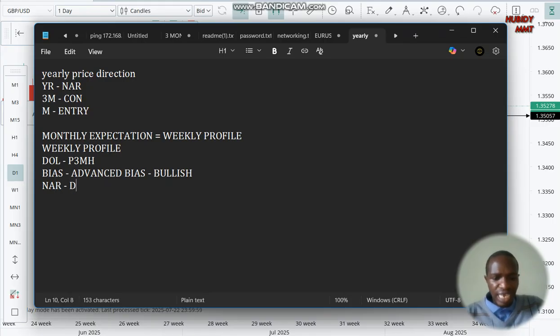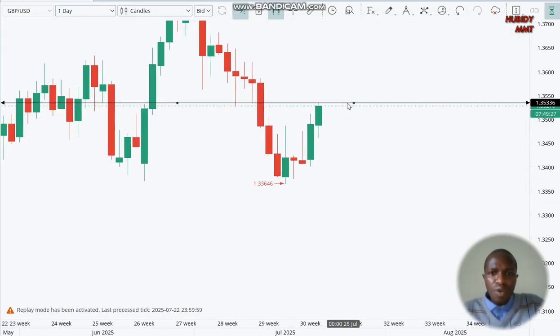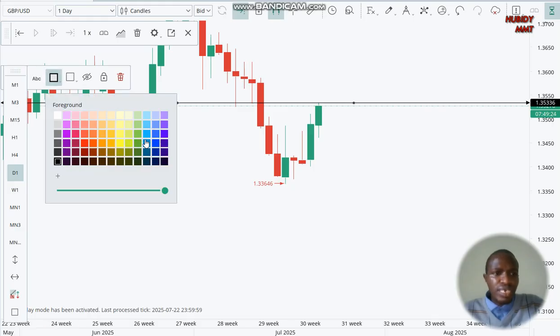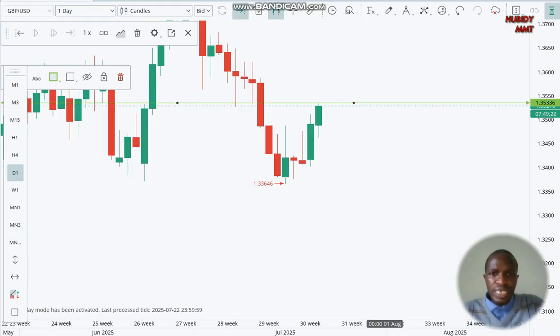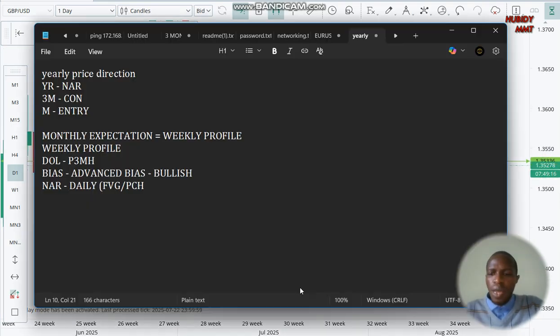So the next thing in our trading plan is our narrative. Our narrative is daily. So we will switch to the daily, mark the PDRAs, either the fair value gap or the previous candle high. So let's switch to our daily, and then we mark now the previous daily high. Let's use green, and then fair value gap, it's not there. We don't have a fair value gap. Then we switch now to our context. Context in this case is H4.